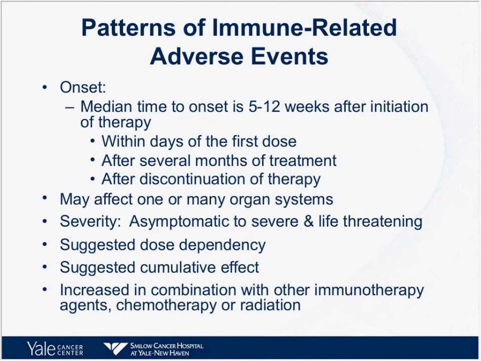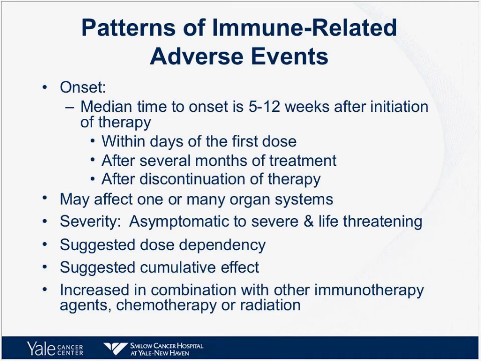There are variabilities in the patterns of these immune-related adverse events, and this is slightly different than what we might see in our cytotoxic or targeted therapies. They are typically low grade, but as we will go through, we will see that any grade toxicity can be seen. So median time to onset is about 5 to 12 weeks after the initiation of therapy. However, we still can see some toxicities develop within days of the first dose, after several months of treatment, or even after the discontinuation of therapy.